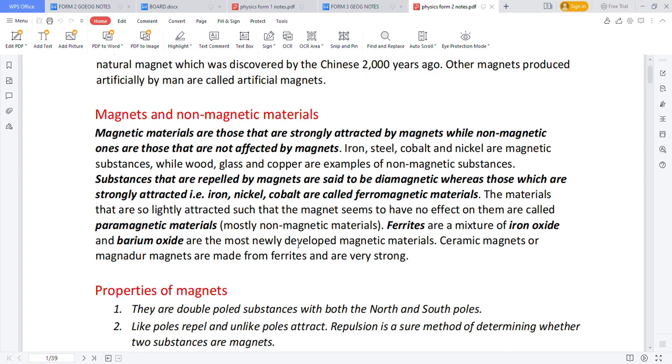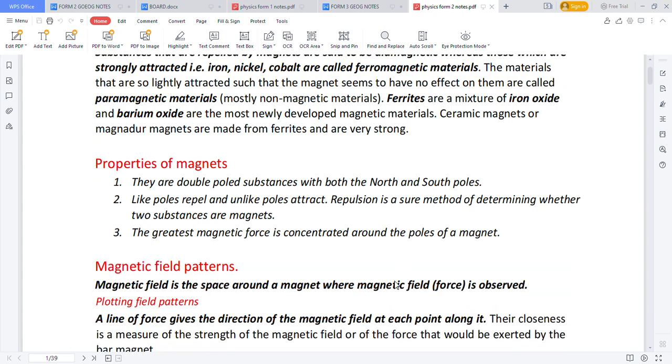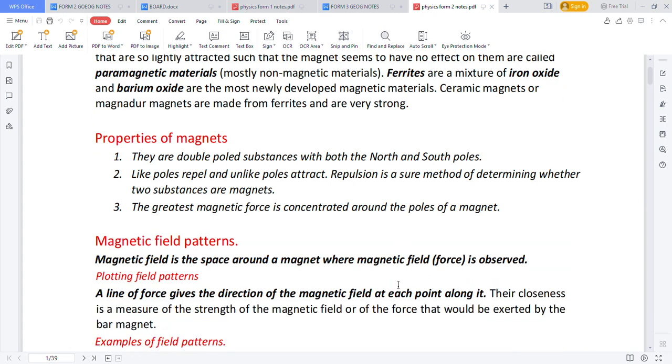Ferrites are a mixture of iron oxides and barium oxides, and the most newly developed magnetic materials. Ceramic magnets or Magdora magnets are made from the ferrites and are strong. What are the properties of magnets? They are double-poled substances with both the north and south poles.